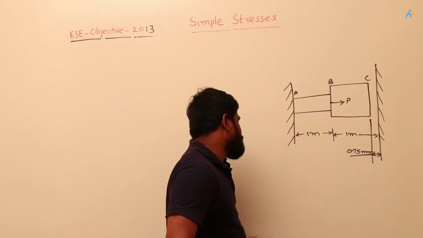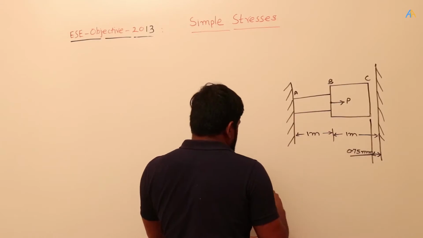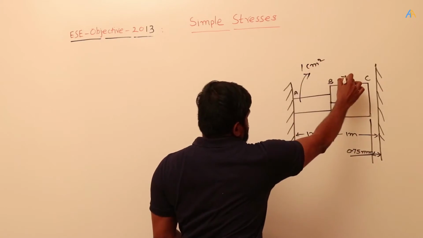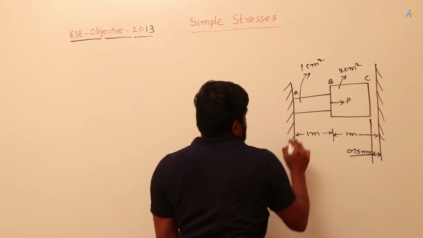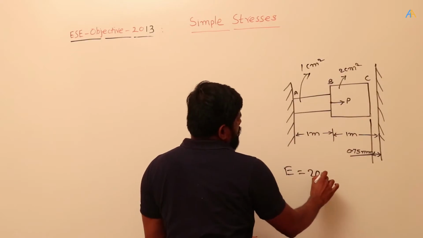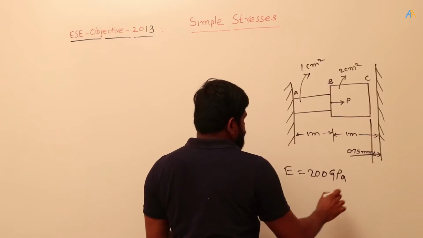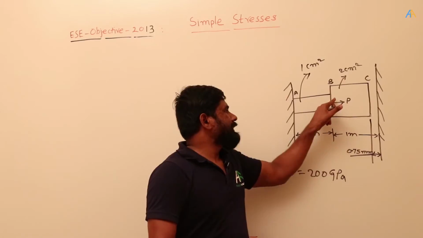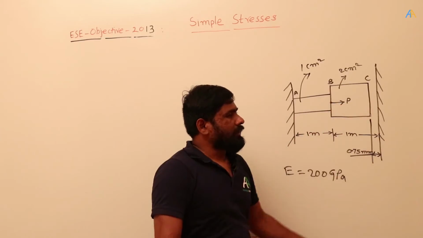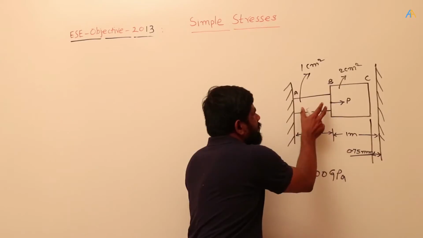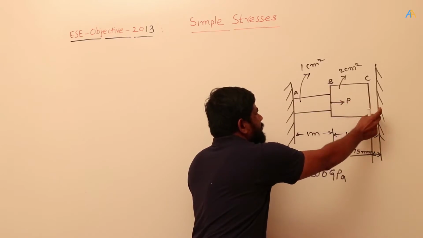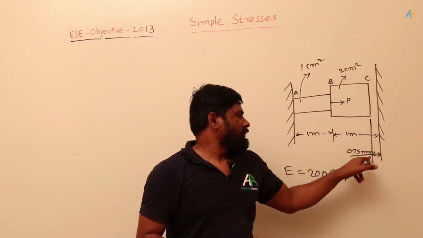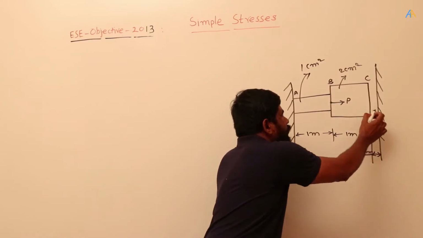Okay, so here this is the stepped steel bar. They have given the area of cross section as 1 centimeter square for this portion and 2 centimeter square for this portion, and E is 200 gigapascal. And here if you observe, at the point B, the force P is applied. So what happened because of this force P? This is elongating, and then it will fill this gap. The gap is 0.75. To fill this particular gap, how much force is required?